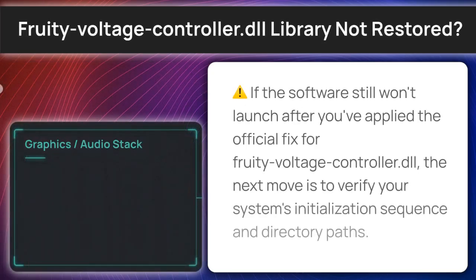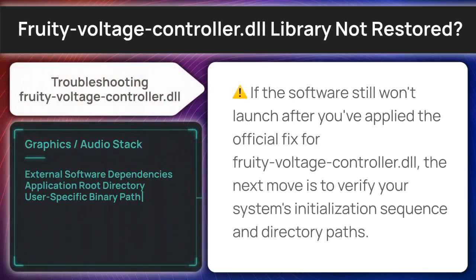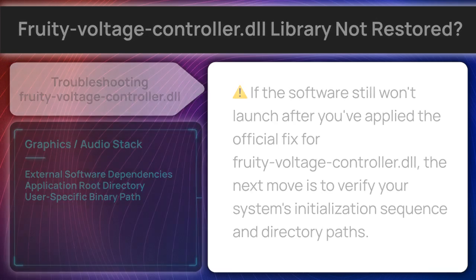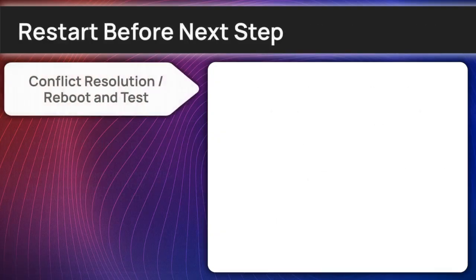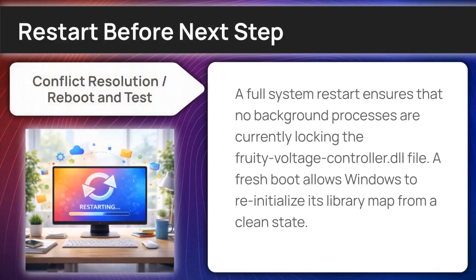In cases where the official installer remains ineffective, we must escalate to a manual review of your system's active runtime state. A quick system restart is a practical way to ensure that all shared libraries, including Fruity-voltage-controller module, are being loaded correctly into the current session's memory.